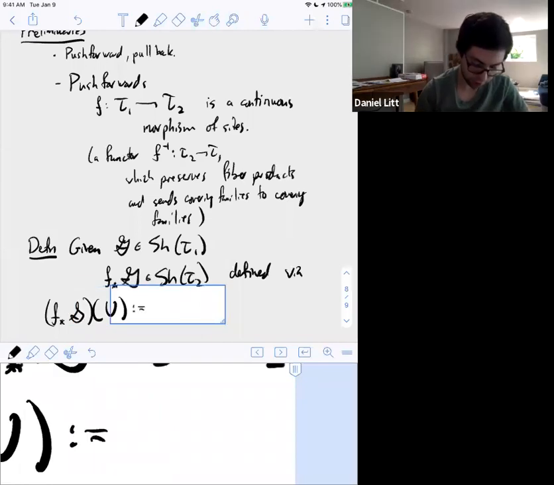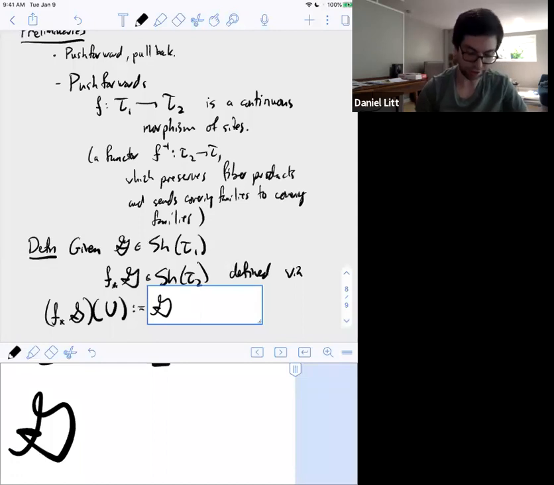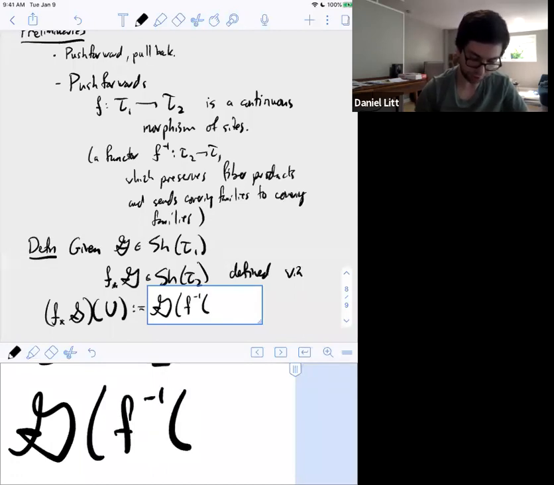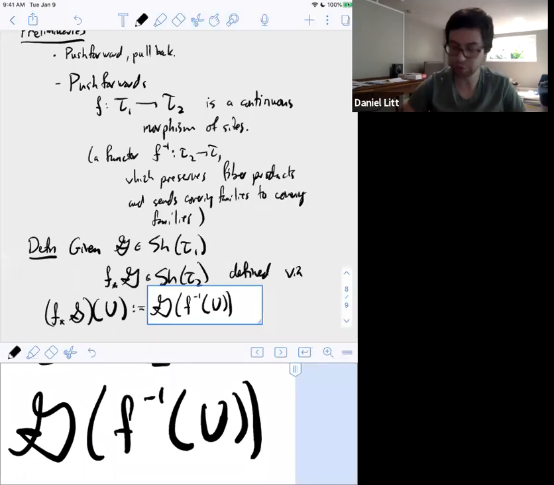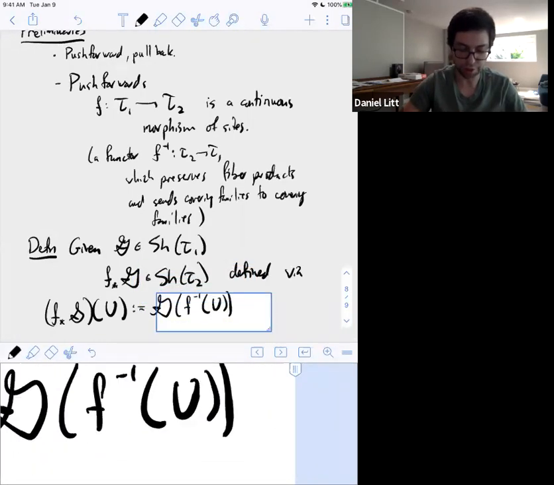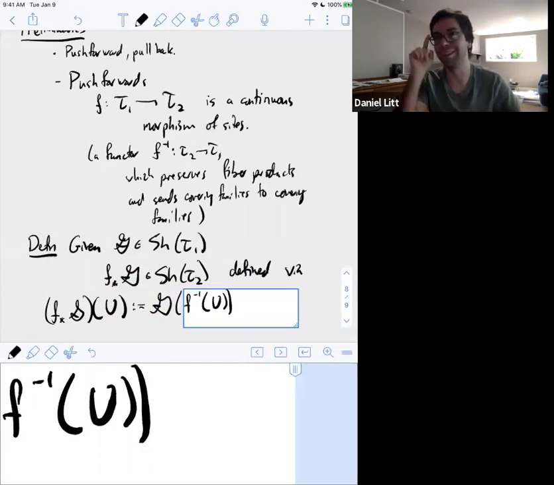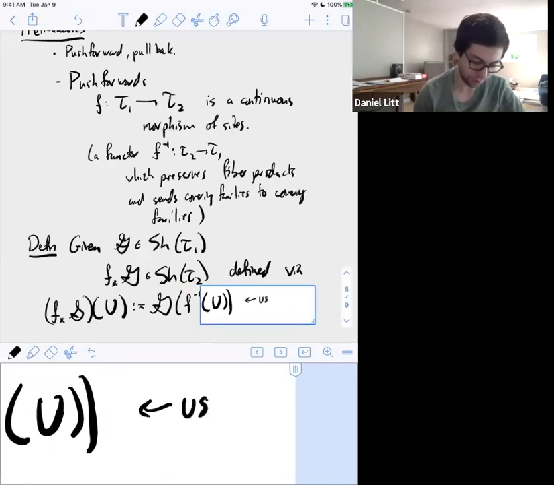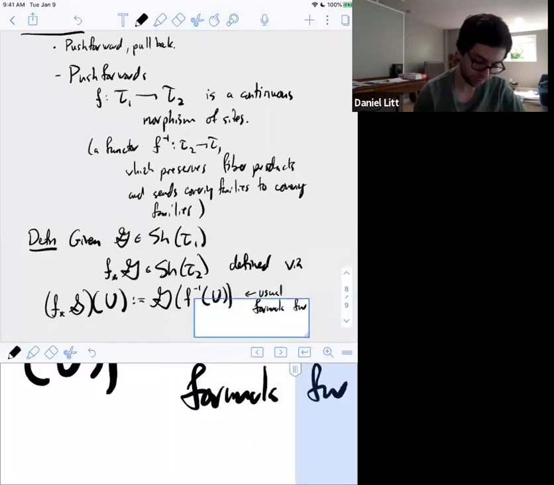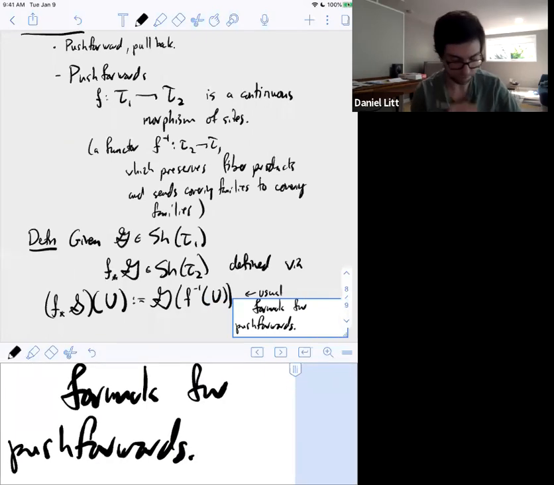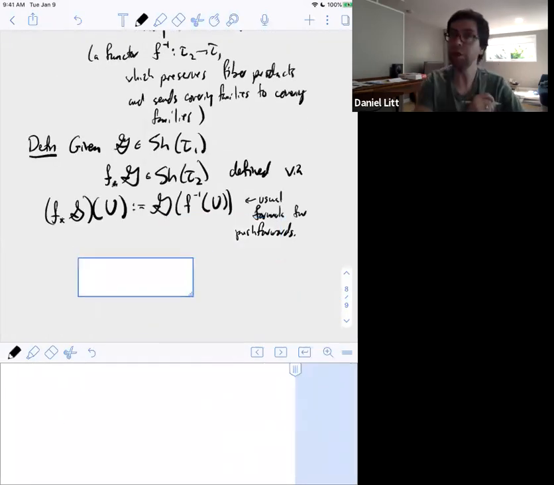is defined to equal G of, well, I need to use tau 1 somehow, so I'm going to take F inverse of U. So F inverse is a functor, let me remind you, from tau 2 to tau 1. So given an object U of tau 2, F inverse of U is an object of tau 1, and then it makes sense to evaluate G on it. And note, this is the exact same formula as the usual formula for push forwards, which is why I've written things this way. Are there any questions about that?